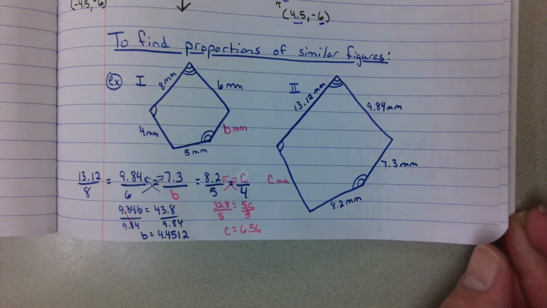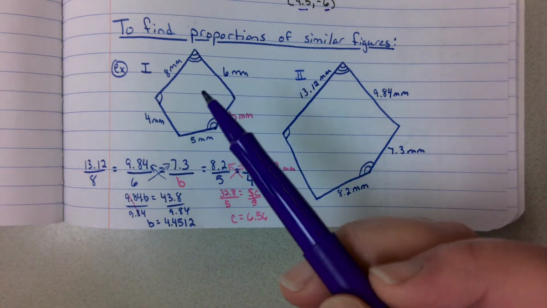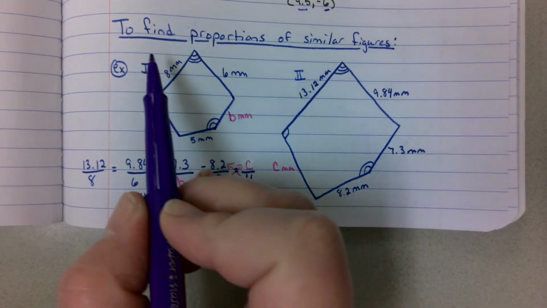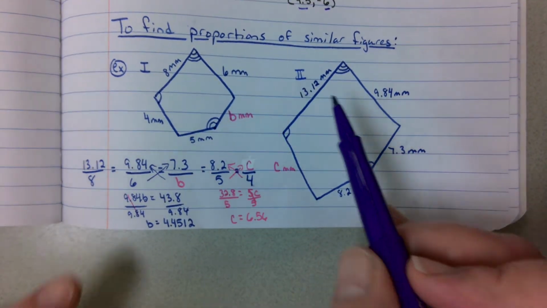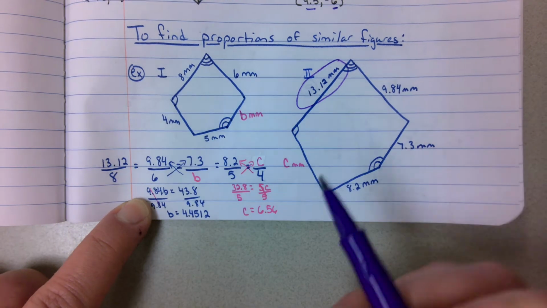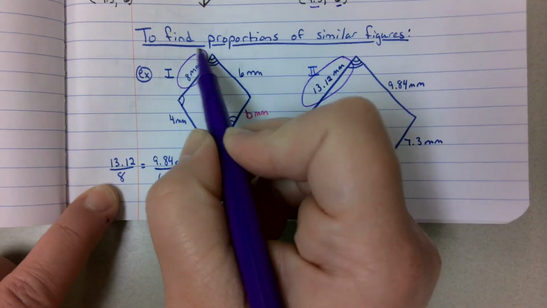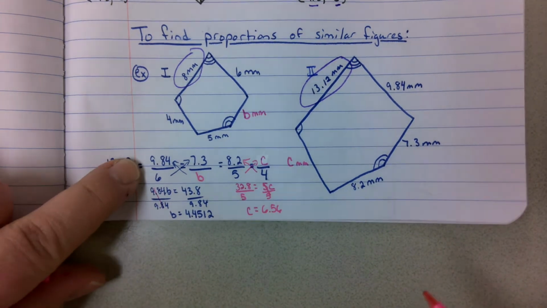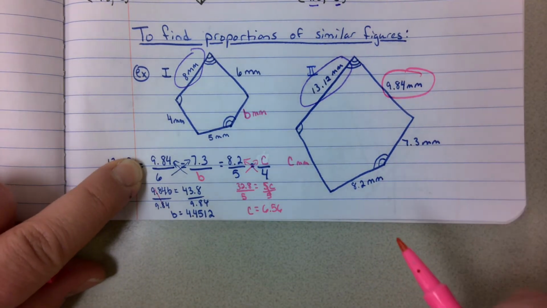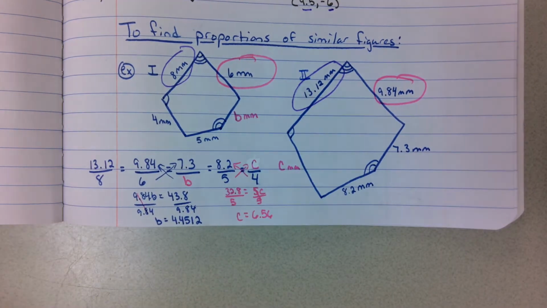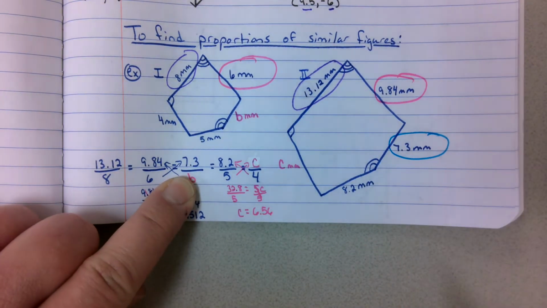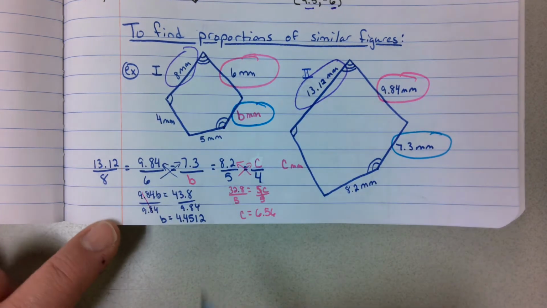To find the proportions of similar figures. So again, all we're going to do is new over old. So this is my original. This is my new. I would take 13.12 over 8. Switch colors. And then I have 9.84 over 6. Let's go with this color here. 7.3 over B. I don't know that.